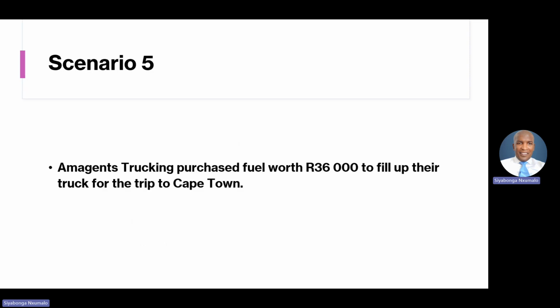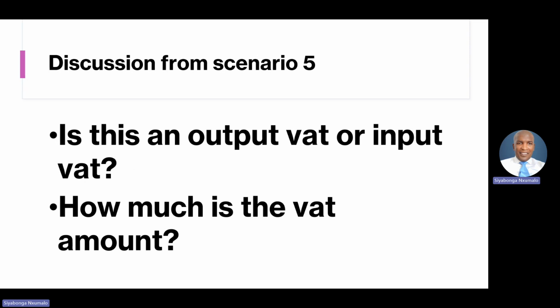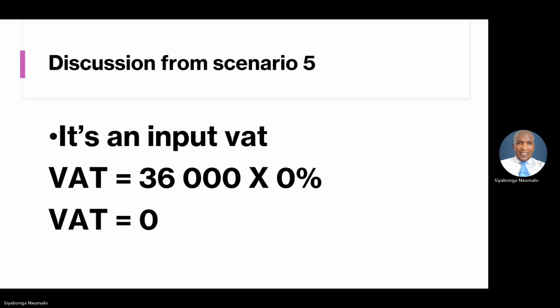Scenario 5, Amagent's Trucking. They purchase fuel worth 36,000 to fill up their truck for the trip to Cape Town. So again, is this an output or an input? Remember, when you purchase, you can claim back. You spent money, so now you need to get back something because you've already spent.